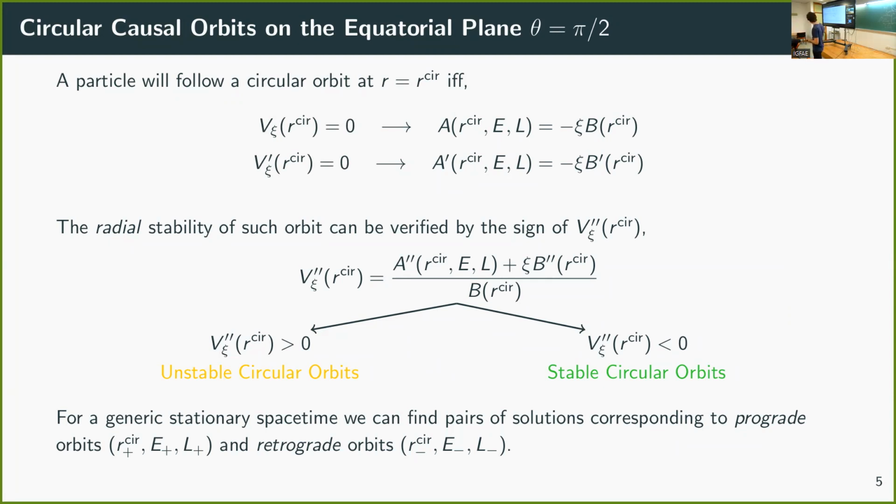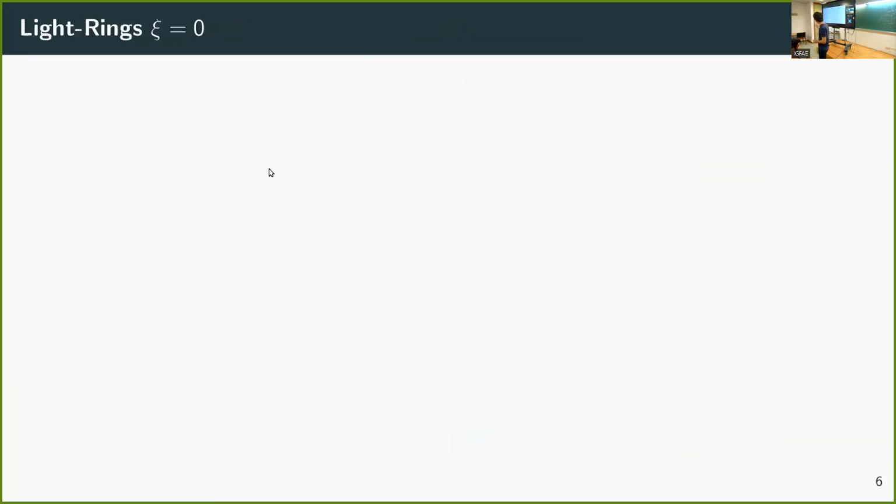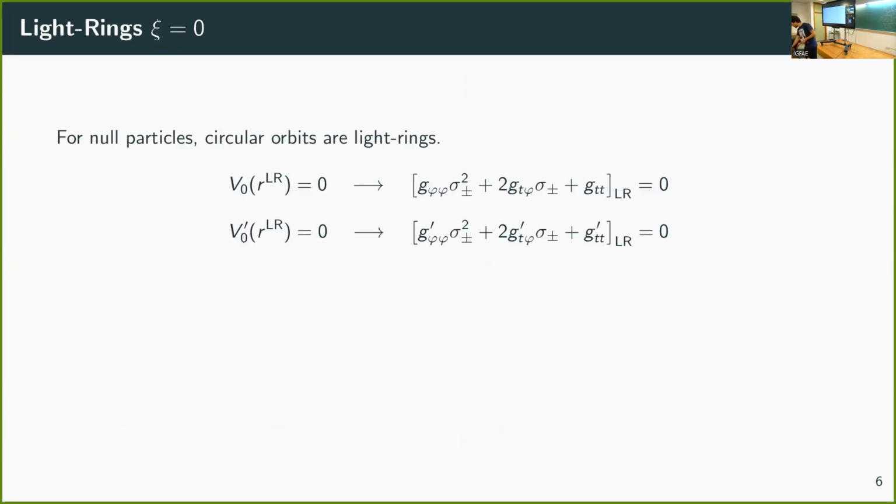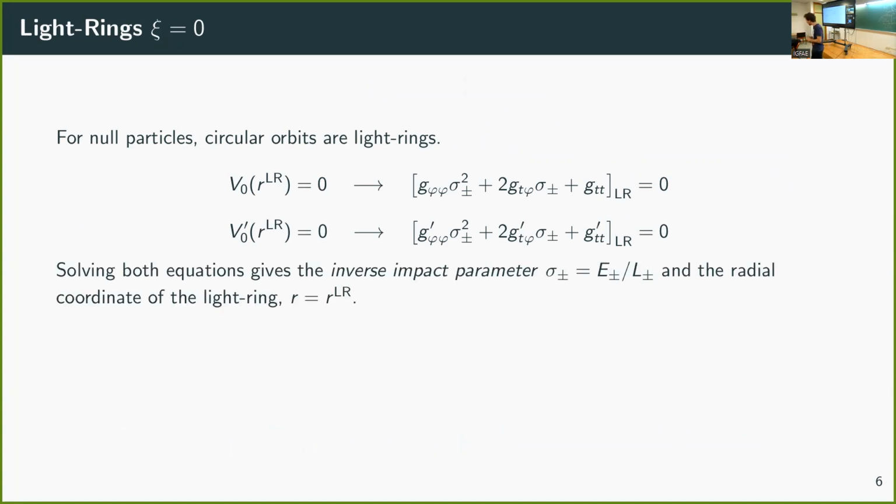Now, with everything defined, you just have to choose what type of particles you are considering. So we have to specify basically this C here. For light, this C is equal to 0. And as I said before, these are the well-known light rings. You can find them by solving these two equations. The first one gives an equation for the inverse impact parameter, which is basically the energy over the angular momentum of the particle. And the second one gives the radial coordinate of the light ring.